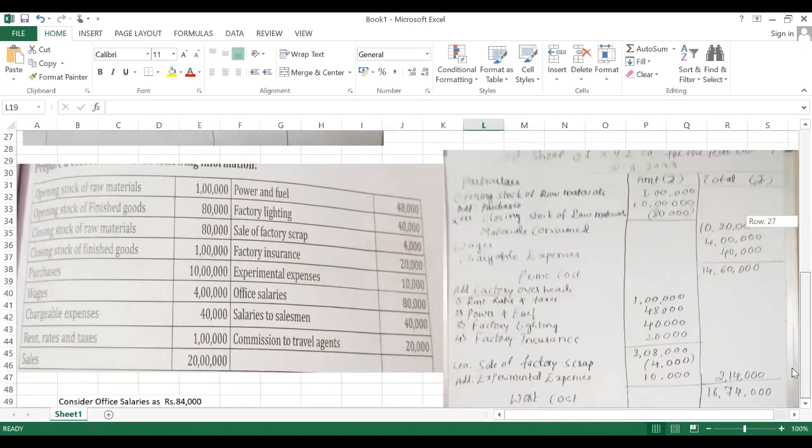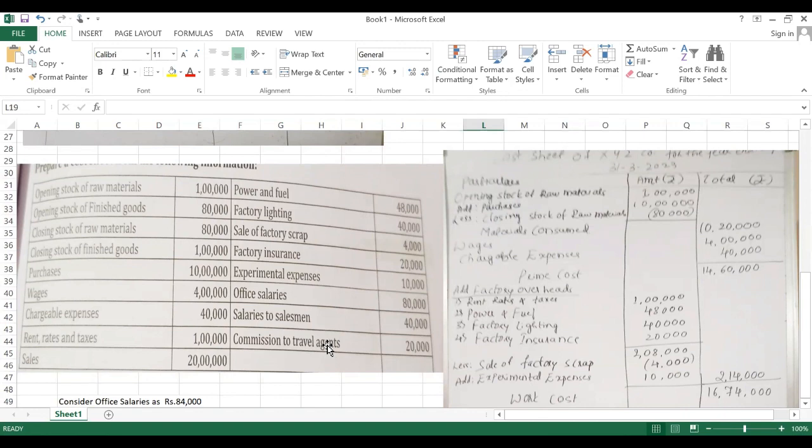Okay. Next question says they have given the details: opening stock of raw materials, finished goods, closing stock of raw materials and finished goods, purchases, wages, chargeable expenses, rent, rates, sales, power, factory, sale of factory scrap, factory insurance, experimental expenses, office salaries, salary to salesman, commission to travel agent. So now we have to calculate the cost sheet, the total cost sheet.